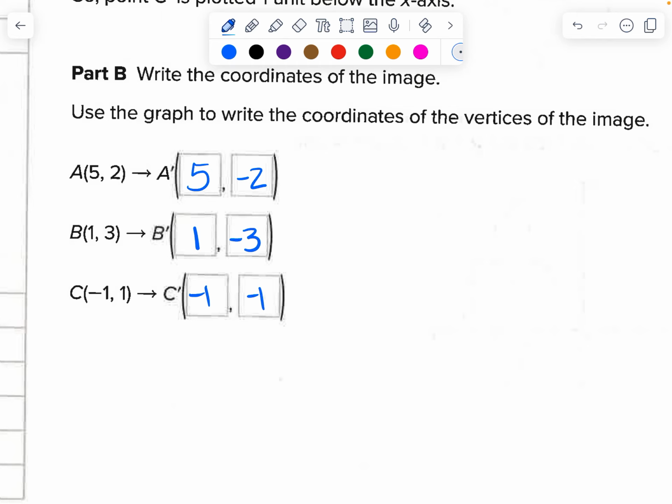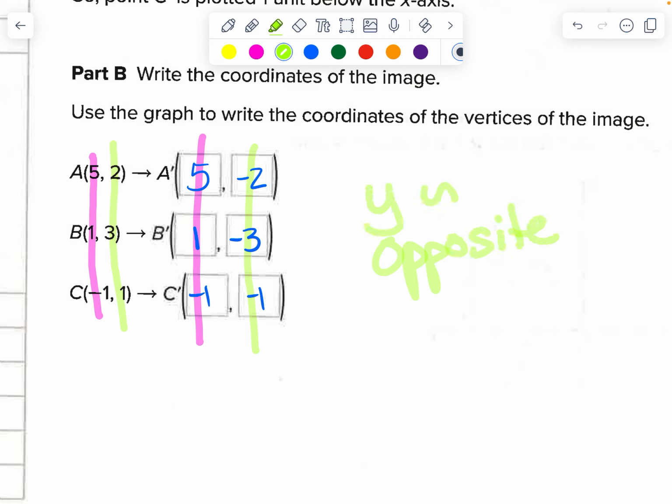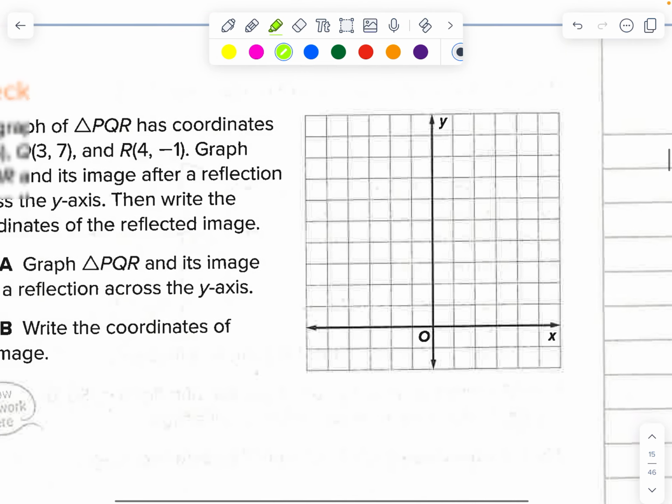So I want you to look at these and look at what happens. Let's compare our x values. If I look at my x values, look at that. They're exactly the same. If I look at my y values, however, look at those. The y values are opposite. Okay, so y is opposite. And that is when you go over the x-axis. So over the x-axis, your y value is going to be the opposite.